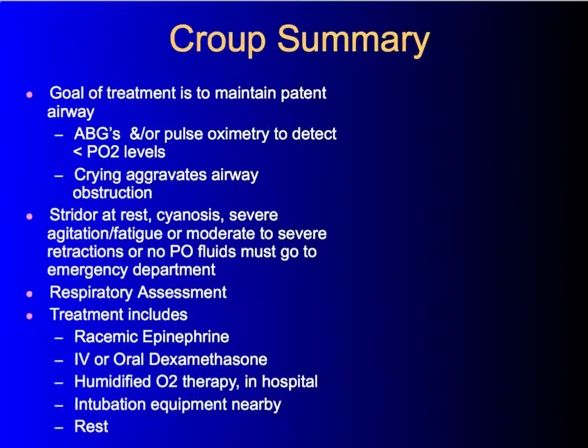So in summary for croup, we want to keep the airway open. We want to make sure that we are checking either ABGs or their pulse oximetry, and crying will aggravate airway obstructions, so we want to minimize crying. If the child suffers from stridor at rest, cyanosis, severe agitation or fatigue, or moderate to severe retractions, or they are not drinking, they need to go to the emergency department immediately. You want to perform a respiratory assessment, and your treatment is going to include racemic epi, dexamethasone, either IV or oral, and humidified oxygen if they are hospitalized. And if they are hospitalized, you would want to have intubation equipment nearby.